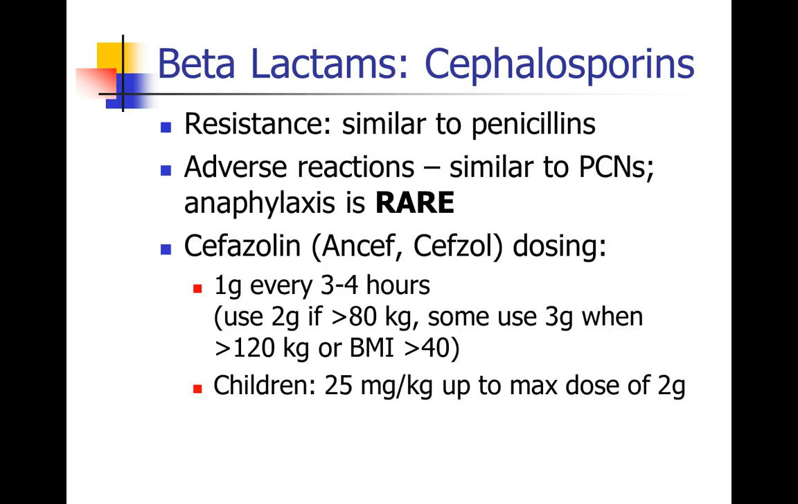Resistance to cephalosporins is a lot like that with penicillins, and the adverse reactions are similar as well, although true anaphylaxis to cephalosporins is somewhat rare, but people can be allergic to them. By far the most common cephalosporin we see in the operating room is cefazolin, also called Ancef or Kefzol. Usually it's dosed a gram every 3 to 4 hours, with increased dosing for patients who are over 80 kilograms, and some people are even using 3 grams now when the weight is greater than 120 kilograms or the BMI is greater than 40. In children, we dose 25 milligrams per kilogram, up to a maximum dose of, now it's probably 2 grams total.